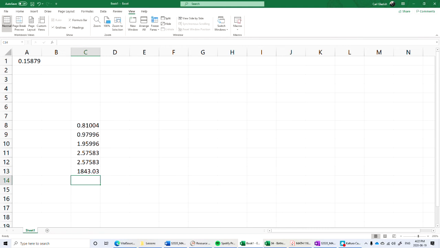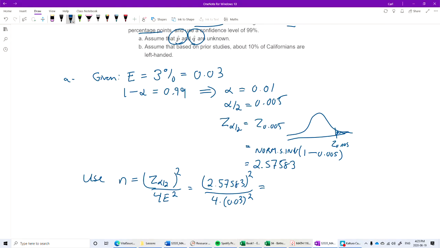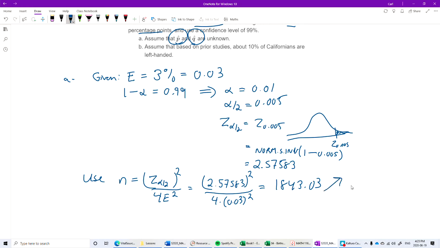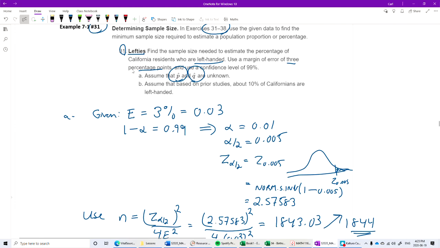Good. 1843.03. Now, we have to round it up to the next whole number, which is 1844. If I round it down, it's not quite precise enough. It's not quite enough people. Remember, the more people we have, the smaller the margin of error is. So if I have too few people, the margin of error is not going to be as small as I want it to be. So that's part A, assuming that we don't know p hat and q hat.